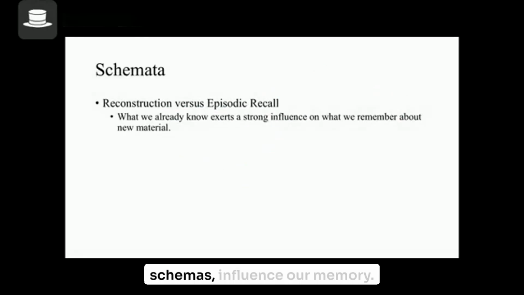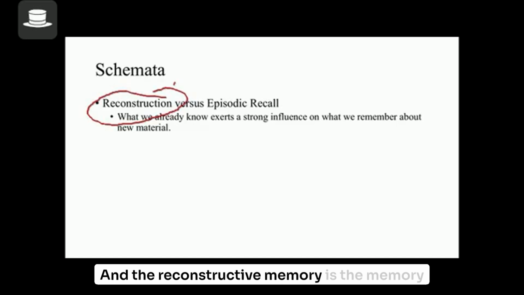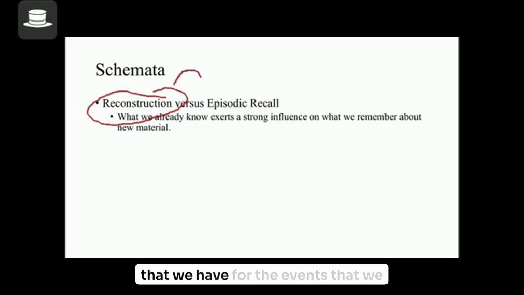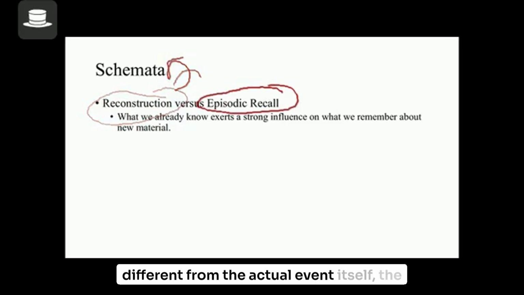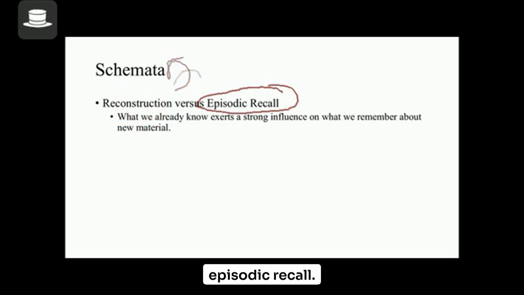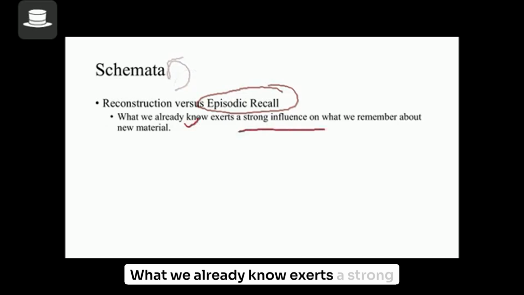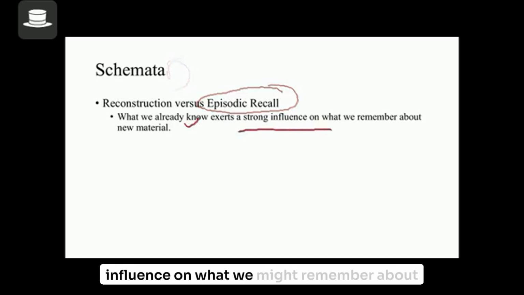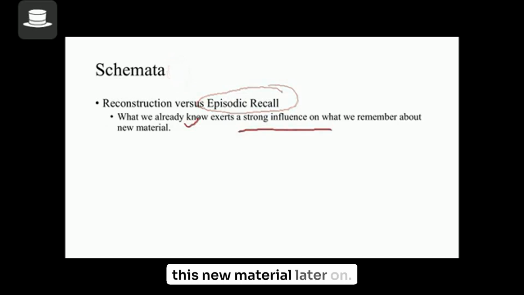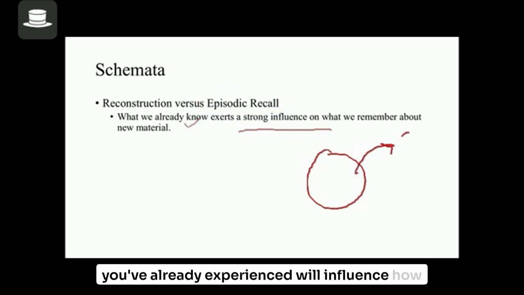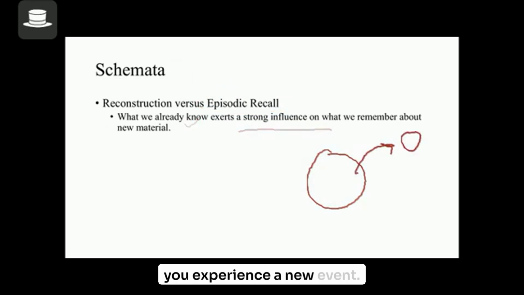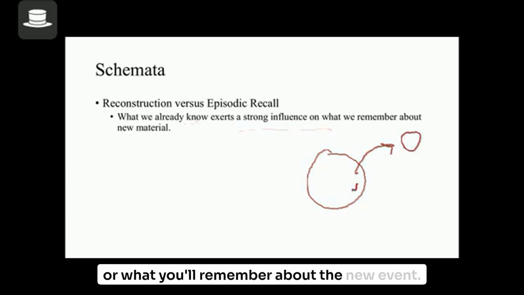So schemas influence our memory. And the reconstructive memory is the memory that we have for the events that we experience based on our schema, which is different from the actual event itself, the episodic recall. What we already know exerts a strong influence on what we might remember about this new material later on. In other words, what you already know, what you've already experienced, will influence how you experience a new event or what you'll remember about the new event.